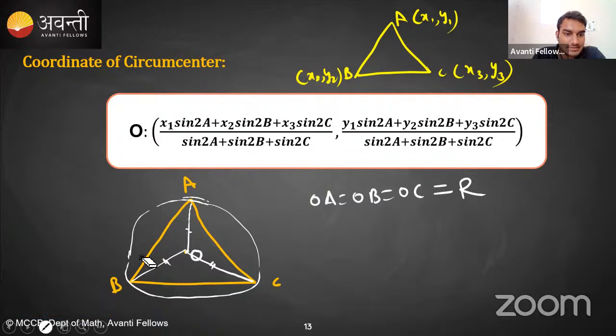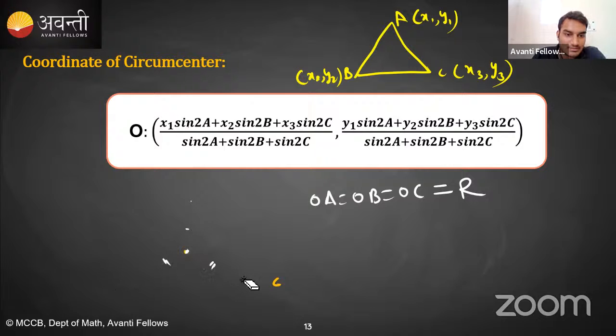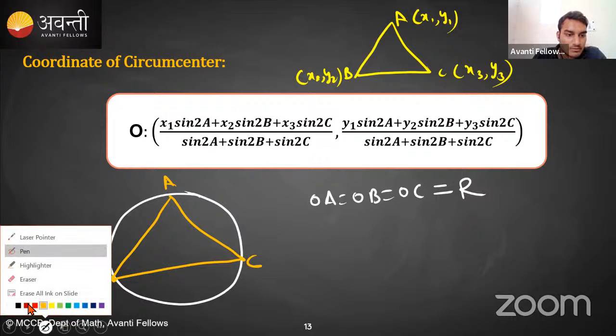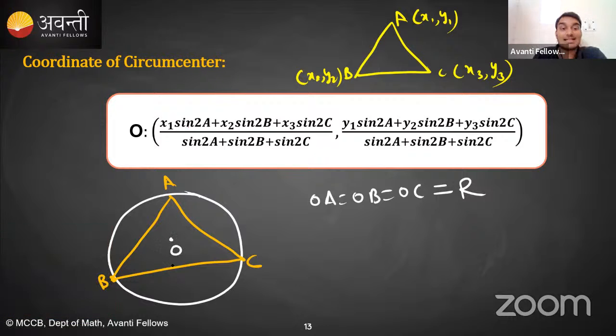Once again, let me draw it. What I'm saying is, there is a circle like this, and this is a triangle ABC. And this point O, which is the circumcenter of triangle ABC, is also the center of this circle, and OA is the radius. It is denoted by R. Clear? So this R is known as circumradius.